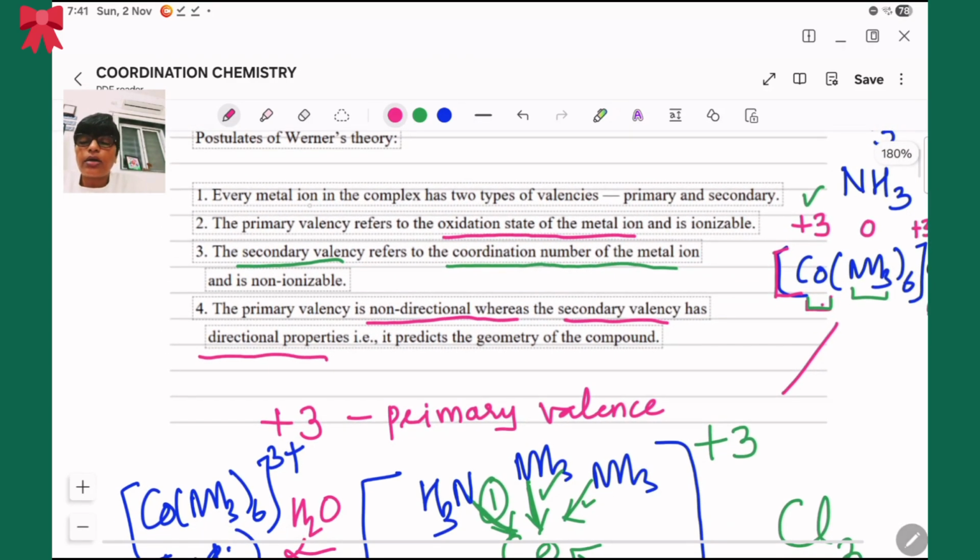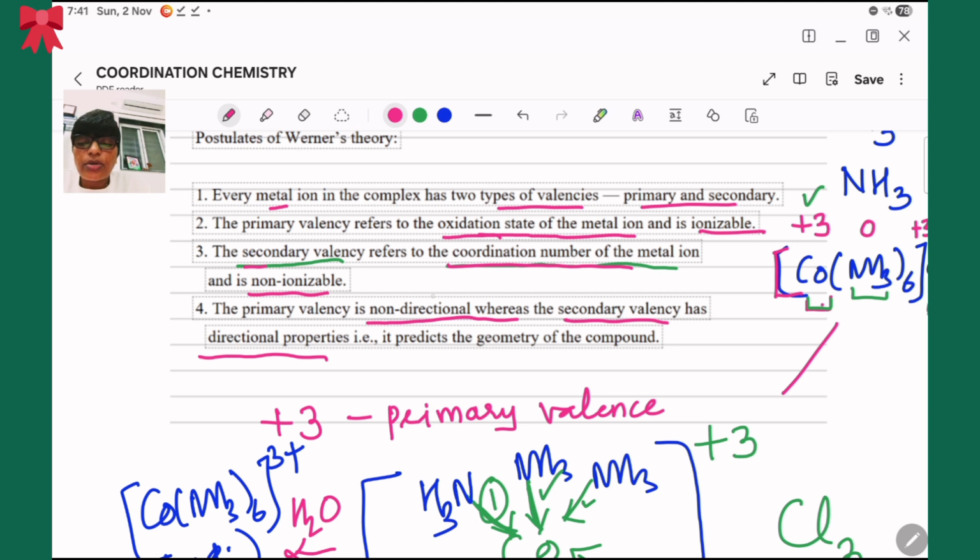Every central metal atom or ion in the complex has two types of valencies, primary and secondary. The primary valency is nothing but the oxidation state. It is completely ionizable when added to water. The secondary valency refers to the coordination number of the metal ion, and it is non-ionizable. What is coordination number? It is the total number of ligands directly connected to the central metal ion.